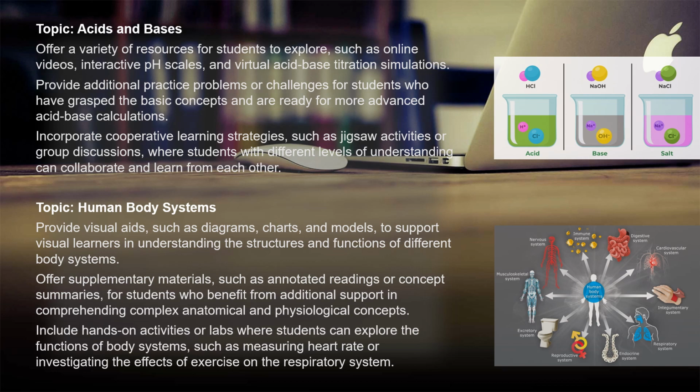Topic: Human body systems. Provide visual aids, such as diagrams, charts, and models, to support visual learners in understanding the structures and functions of different body systems. Offer supplementary materials, such as annotated readings or concept summaries, for students who benefit from additional support in comprehending complex anatomical and physiological concepts.